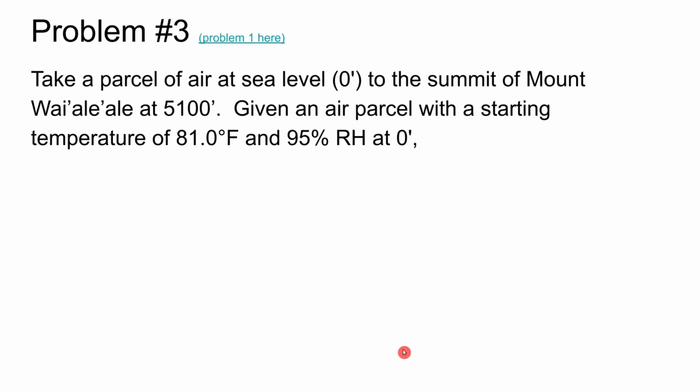All right, let's do another problem. We're going to take a parcel of air. This is also problem 1 from the practice problems. If you click there, it'll take you to the practice problems so you can follow along without having to write things down. So take a parcel of air at sea level to the summit of Mount Waialeale at 5,100 feet, given an air parcel with a starting temperature of 81 degrees Fahrenheit and 95% relative humidity.